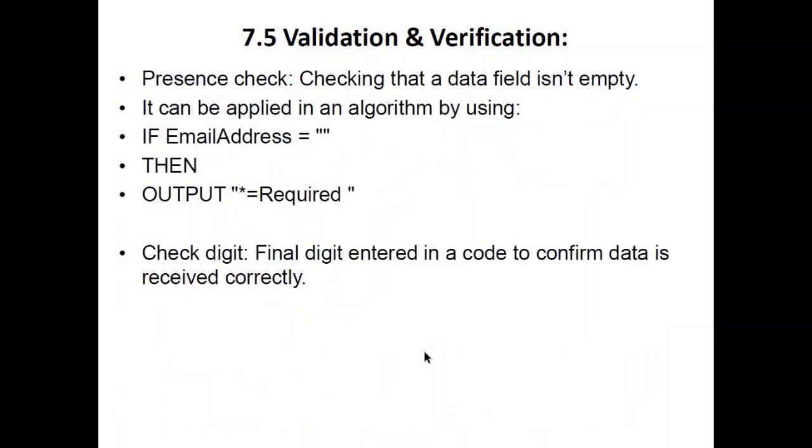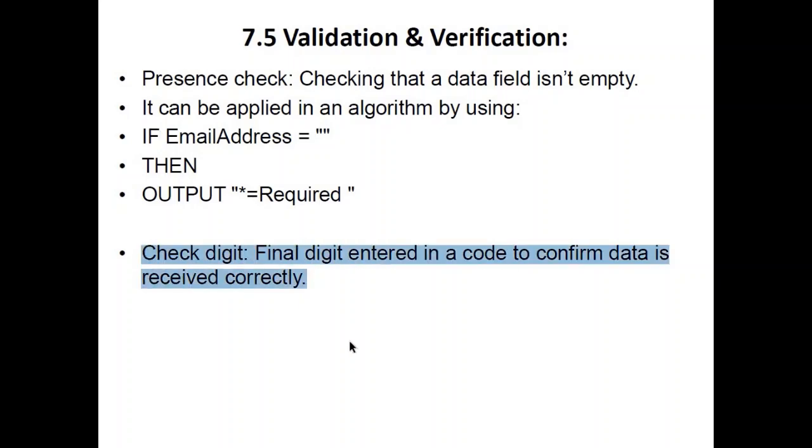Next one we have is a presence check, and it simply checks that some data have been entered and the data field is not empty. It can be applied in an algorithm by using this. If name, email address, age or whatever you want equals to double inverted commas, means if it is equal to blank, then output required, means this field is required, you cannot leave it blank.